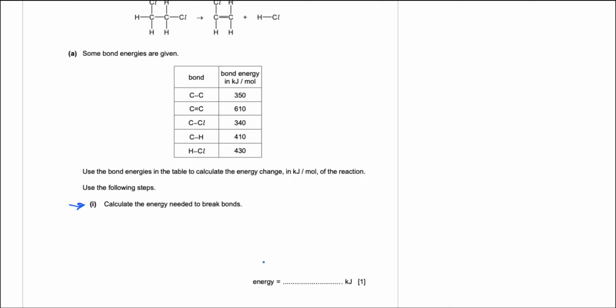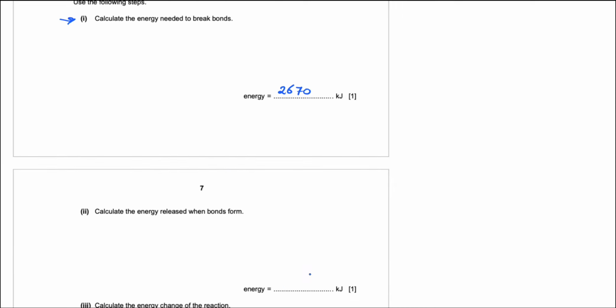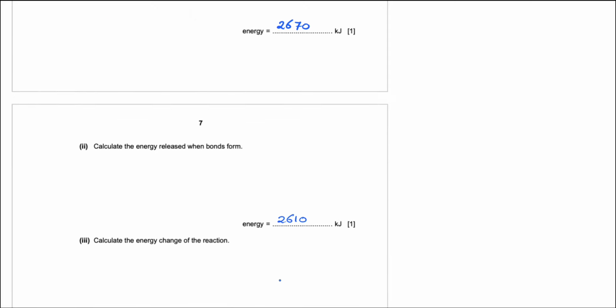So the bond breaking here is going to be 2,670 kilojoules, and in the next point, if you calculate the bond making, it is going to be 2,610. And finally, to find the overall change, you have to take the difference between them. So delta H equals 2,670 minus 2,610, and that gives us plus 60 kilojoules per mole. So the answer here is plus 60.